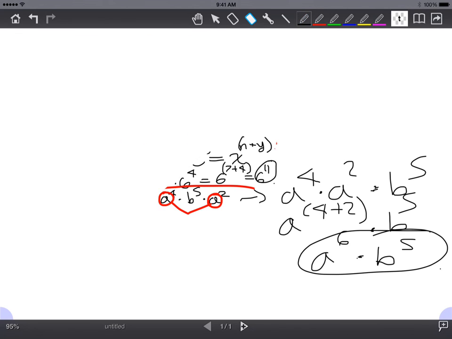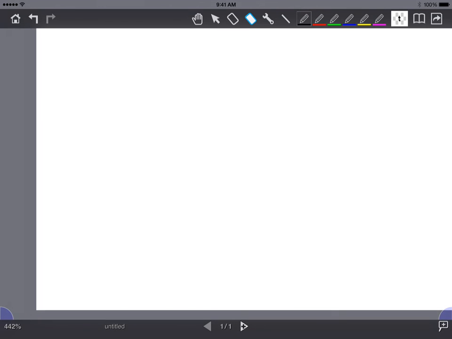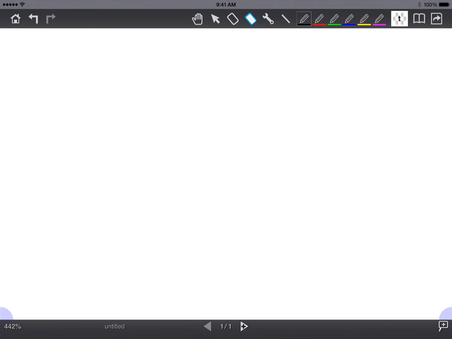Okay, so I'm going to erase all that and we're going to do some more. Let me just zoom in here to give myself more room. Okay, so now what we're going to do is the power of a product property. This property states that a power raised to another power equals the base raised to the product of the exponents. Now, this is more complicated than it seems.